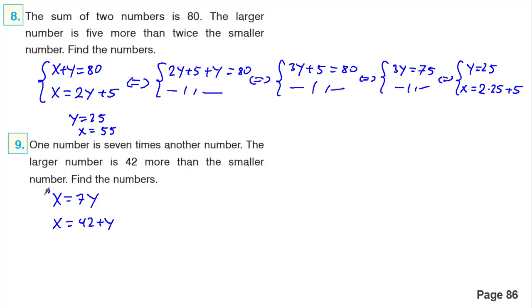Well, we can solve this one by substitution. We can substitute the first equation into the second or the second into the first. So 7y is 42 plus y. That leaves us with 6y is 42, which is y equals 7. And if y is 7, by substituting maybe into the first equation, it's easier, you get that x is 49.